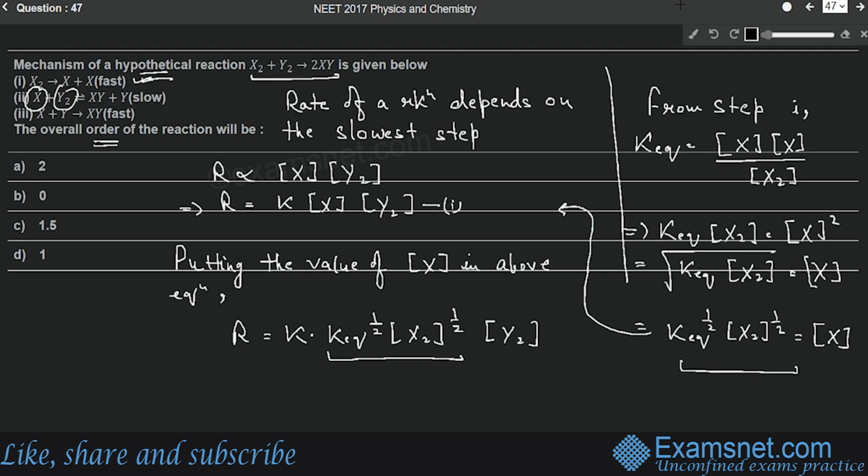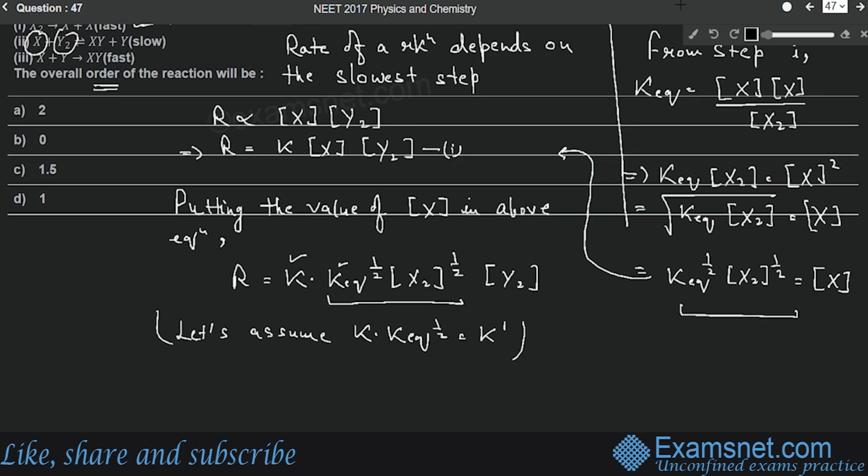Now here K and K equilibrium both are constants. So this complete expression, let's assume that K into K equilibrium to the power half is equal to K dash. We'll take it as a single constant. So rate will be equal to K dash into X2 to the power half into Y2.